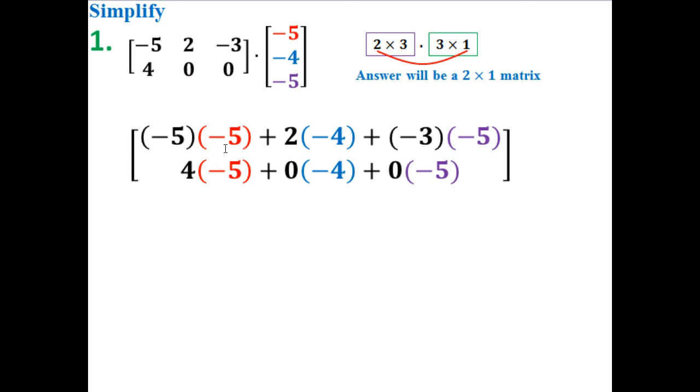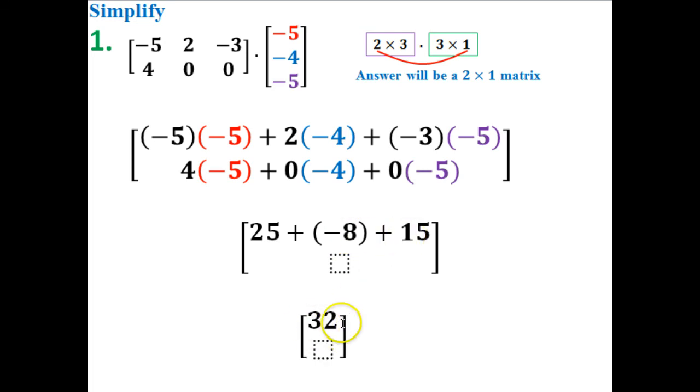Okay, now we want to simplify all this out. Let's simplify this top row first. -5 times -5 is going to be 25. 2 times -4 is going to be -8. And -3 times -5 gives us positive 15. So I've got 25 minus 8 plus 15. 25 minus 8 would put me at 17, plus 15 would yield 32. That's going to go right up top here because all of this was found up top.